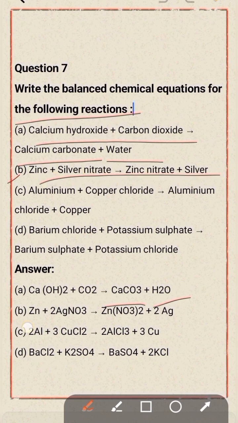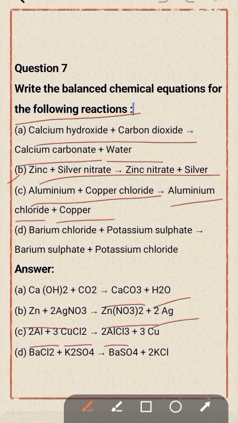Okay, that is Zn plus 2AgNO3 product form Zn(NO3)2 plus 2Ag. Next part C. Aluminium plus copper chloride product form aluminium chloride plus copper, that is 2Al plus 3CuCl2 product form 2AlCl3 plus 3Cu copper.